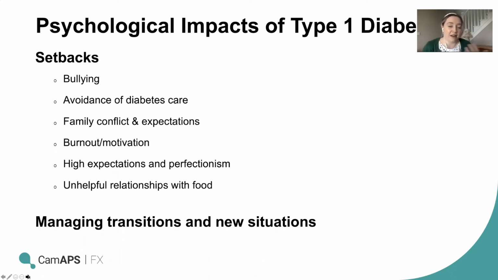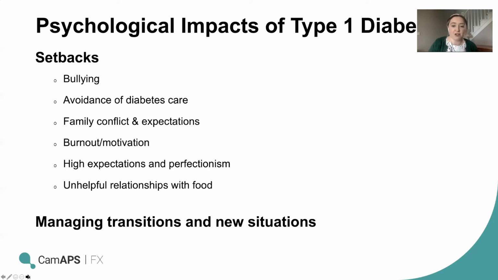Burnout and lack of motivation, again, is related to that, just the burden of diabetes care. And also unhelpful relationships with food, because you spend so much time thinking about what you're eating. Can I have this? What's this going to do to me? How many carbs are in this? It can lead to quite an unhelpful relationship developing with food, where maybe people try to avoid carbohydrates or don't take the right amount of insulin for various different reasons.